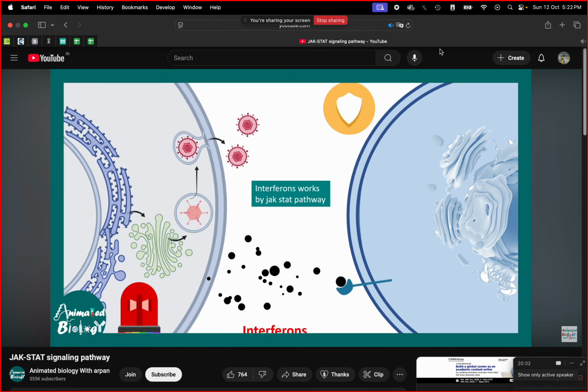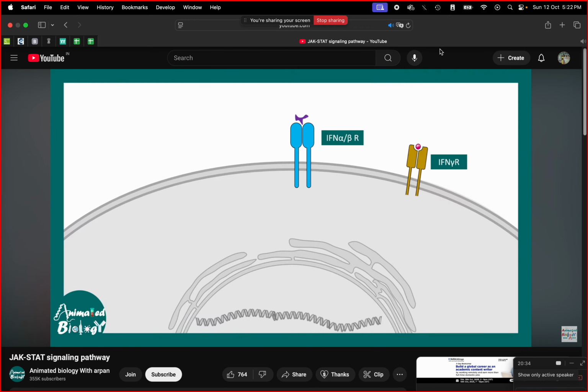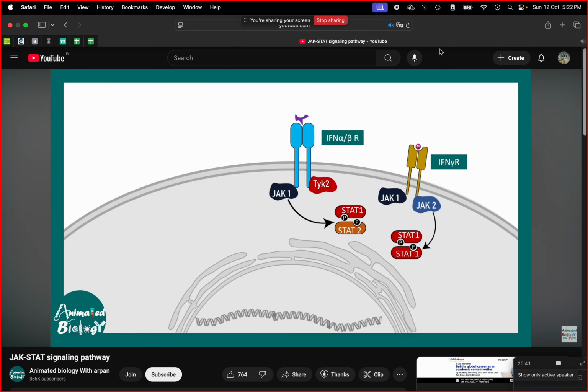So interferon signaling is mediated by JAK-STAT. Interferon alpha and beta receptors or gamma receptors bind to specific interferons, and they activate the JAK-STAT signaling pathway. Note that there are specific JAKs which are downstream to each of these signaling receptors. Ultimately, they bind to cytokine response elements and give rise to genes. But the question is, which genes? So let us break that down.